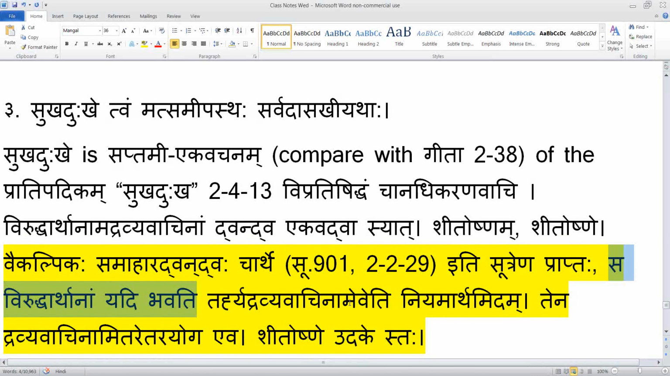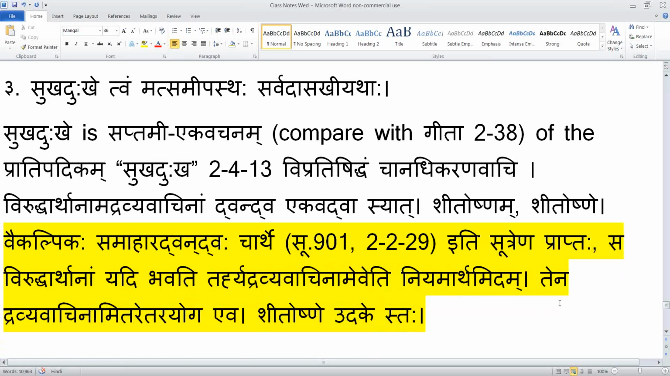So if you're going to make a dvandva of opposites, then the dvandva can be made samahare only when it is adravyavachi, it does not stand for a substance. So anyway, right now we don't have substance. So tena dravyavachi na, itaretara yogaha eva shitoshne udake staha. Hot and cold water. You cannot say shitoshnam udakam. Say shitoshne udake staha. There are two waters, one water is cold, one is hot.